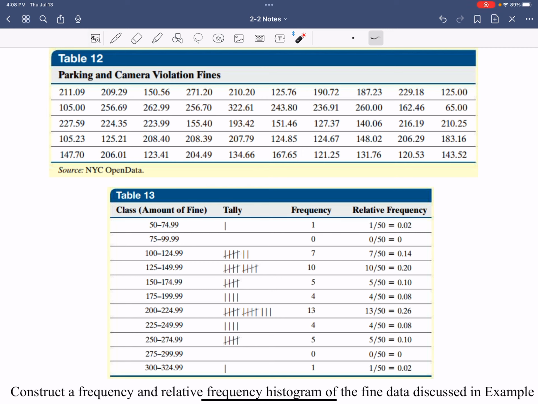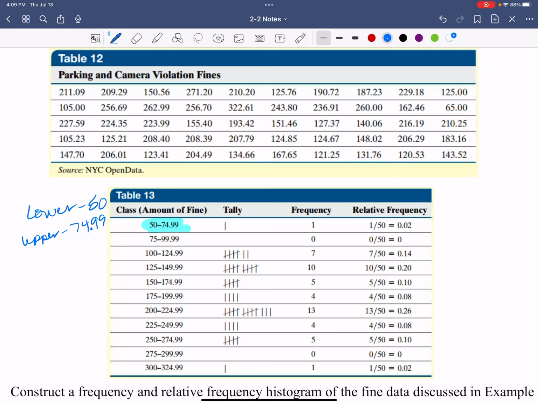Now check this out. If I'm just looking at this first one right here, tell me what is the lower class limit of this one? 50. Nice. What is the upper class limit? 74.99. Good. Now here's where it gets awesome. If I were to subtract these, you would get 24.99. Well, when we're talking about class limits, we're just going to round it to the nearest value.